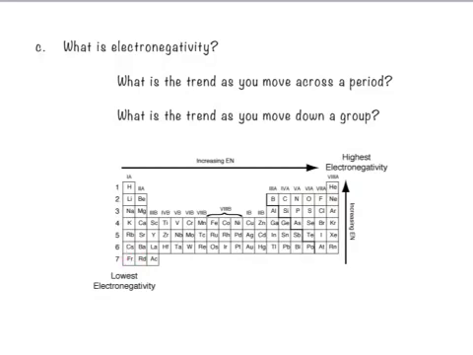So what's the trend as you move across a period? As you move across a period, electronegativity is going to increase. And what happens as you move down a group? The electronegativity is going to decrease. And so basically, a general rule of thumb, the closer an element is to fluorine, the more electronegative it is. Now that doesn't count for the noble gases. They generally do not have electronegativities. They don't have an attraction for electrons because they don't share pairs, because they already have their perfect octet.